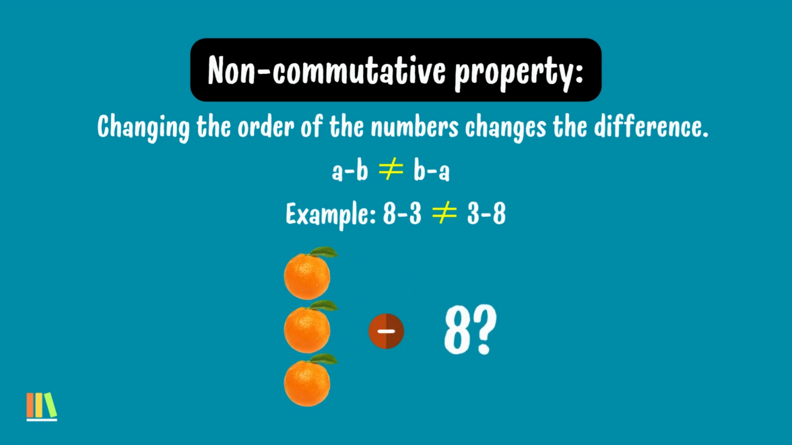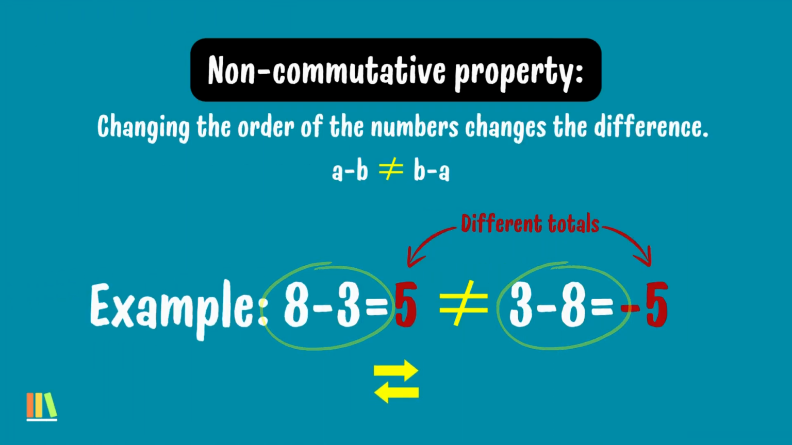This is not the same as saying I have 3 oranges and I subtract 8. Because I cannot subtract 8 oranges, which is a larger number than 3, the total for that sum would then be minus 5. With the first equation, I was left with 5 oranges, but on the second equation, I had minus 5 oranges.